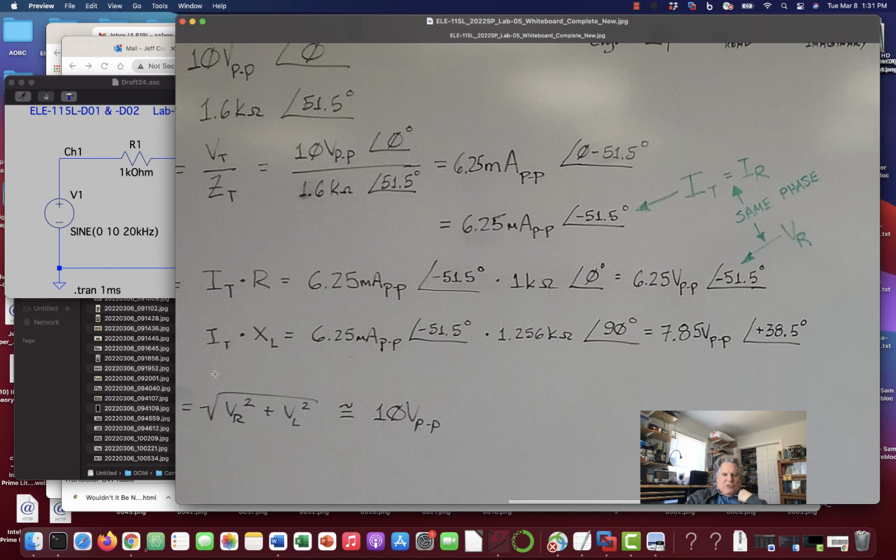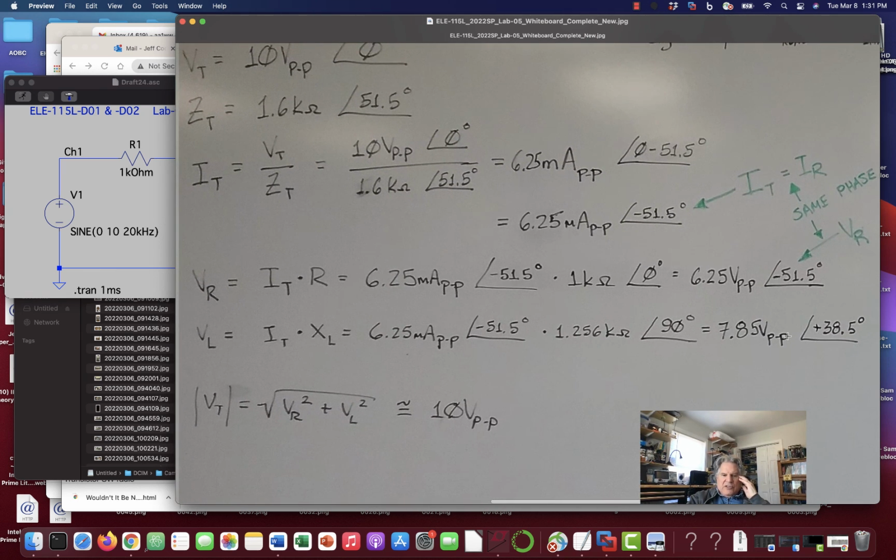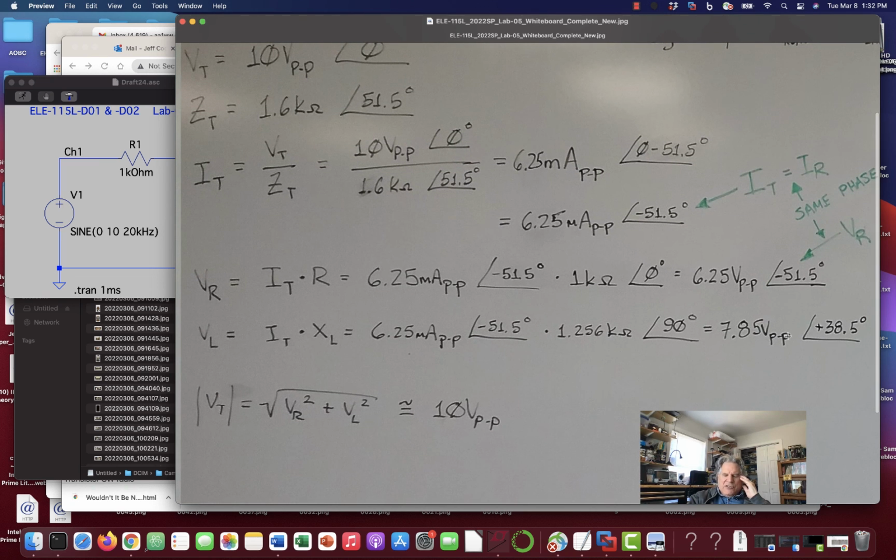So, when I multiply those together, I get some number here, 7.85 volts peak to peak, and minus 51.5 plus 90, you add the two things together, and so you get positive 38.5 degrees, and that's to say the voltage leads in an inductor. I'm sorry, the current lags in an inductor, but the voltage leads.